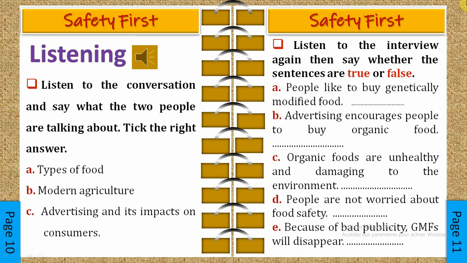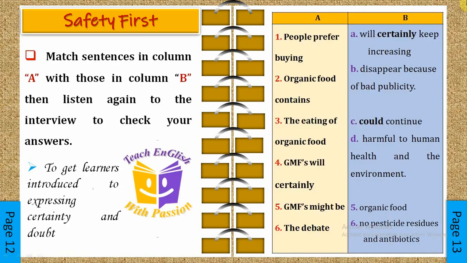The rationale behind the second activity shown here is listening to get specific information. Learners are given a number of sentences and they are asked to listen to the interview and to decide whether the sentences are true or false. In the third activity shown here, learners are given a table of two columns. Learners are asked to match the sentences in column A with those in column B, then they listen again to the conversation to check their answers. This activity mainly aims to get learners introduced to expressing certainty and doubt.